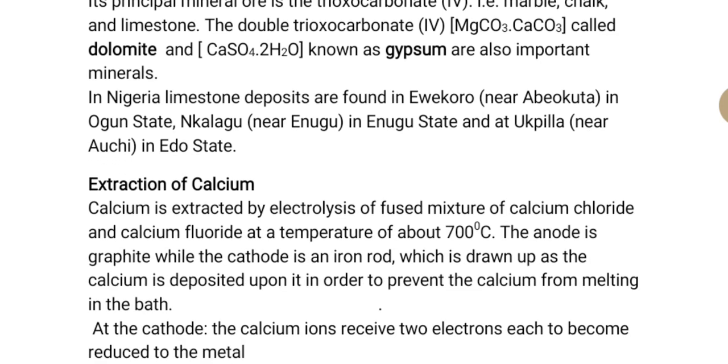In Nigeria, limestone deposits are found in Ewekoro near Abeokuta in Ogun State, Nkalagu near Enugu in Enugu State, and at Opilla near Auchi in Edo State.